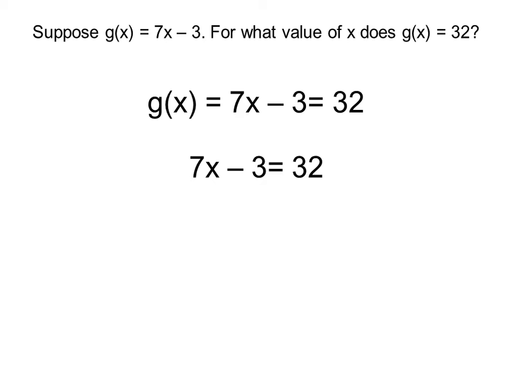If I have 7x minus 3 equals 32, what I'm going to do to both sides of this equation is add 3. If I add 3 to both sides, I get 7x equal to 35, because 32 plus 3 is 35. Then divide by 7, and you get x is equal to 5. So for what value of x does g of x equal 32? 5. If we evaluate g of 5, it will be equal to 7 times 5 minus 3, which is 32.